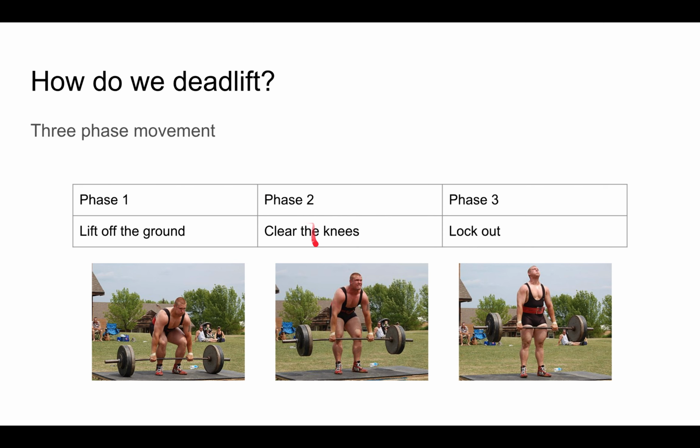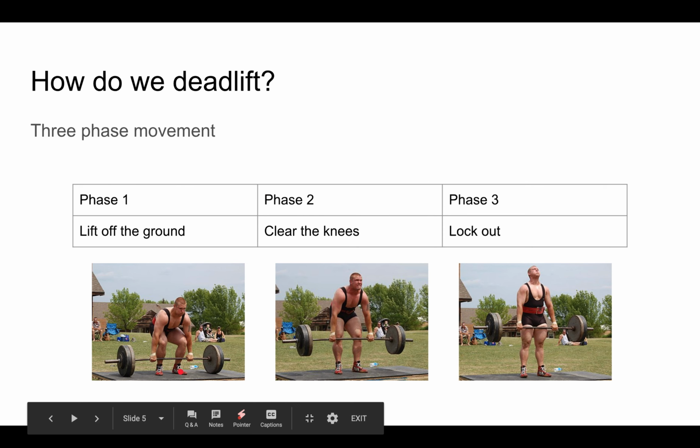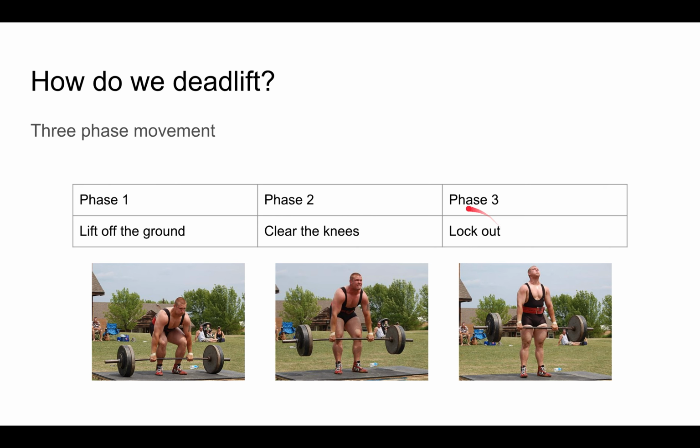Phase 2 is when we clear the knees. Ideally, we want to push the bar off the ground, or push the ground away, as we lift the bar up to the knees. Then once we pass the knees, we really execute this strong hip hinge, where we really puff the chest up to the sky and achieve phase 3, which is our lockout, right? So phase 1, phase 2, phase 3.